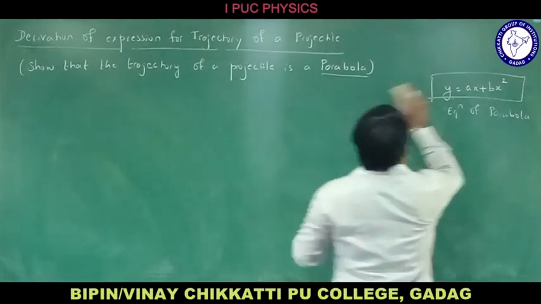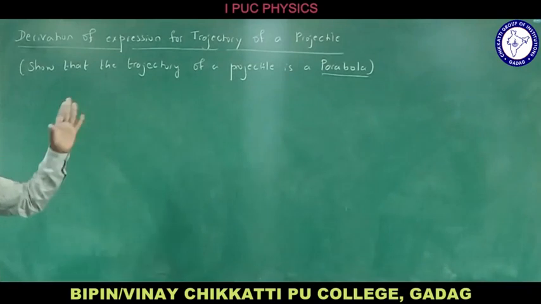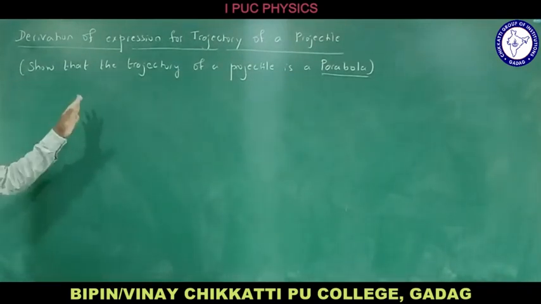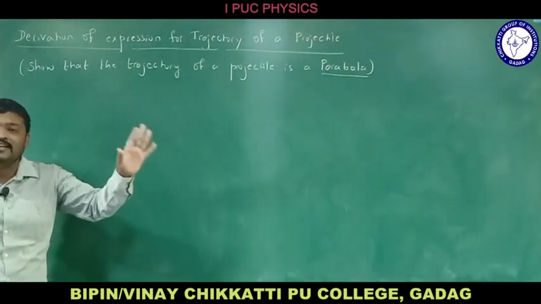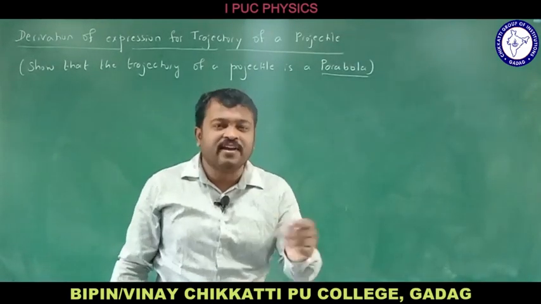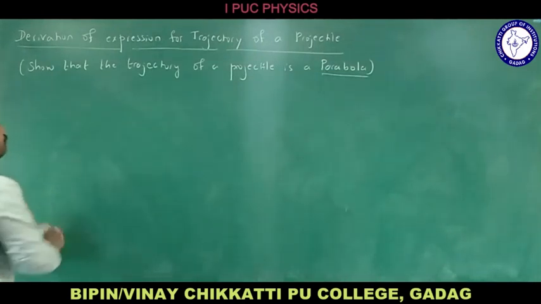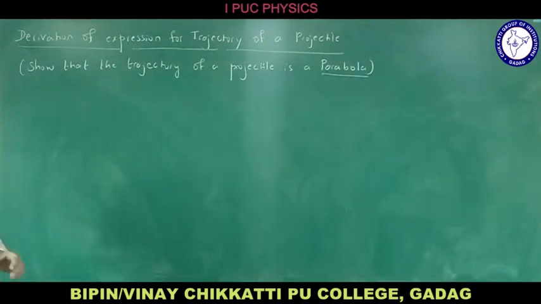Let us move ahead now, right? Derivation of the expression of a trajectory of a projectile, or show that the trajectory of a projectile is a parabola. Now let us move ahead. Let me take the projectile. Let me consider it like this.